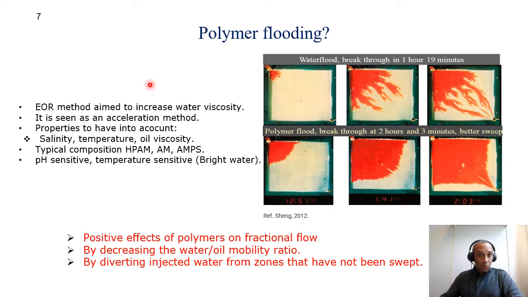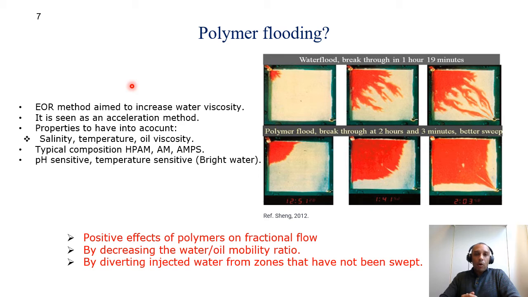In this presentation, we also need to talk about polymer flooding. Polymer flooding is an EOR method that is aimed to increase the water viscosity. It is seen as an acceleration method of oil production. There are some reservoir properties that have to be taken into account when a decision for polymer flood is taken. The main parameters to study are the salinity, the temperature, and the oil viscosity.